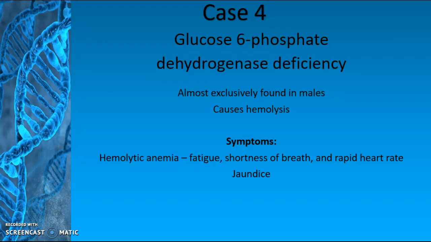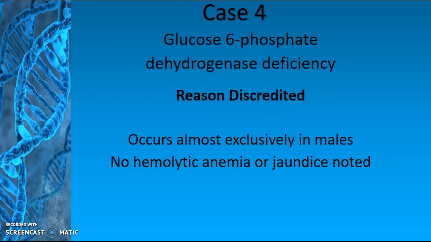Hemolytic anemia causes fatigue, shortness of breath, and rapid heart rate. Glucose 6-phosphate dehydrogenase deficiency also causes mild to severe jaundice in newborns. Many people with this disorder, however, never experience any symptoms, and they are unaware they even have the condition. The reason that this diagnosis is discredited is because it occurs almost exclusively in males, and there was no hemolytic anemia or jaundice noted in this baby.